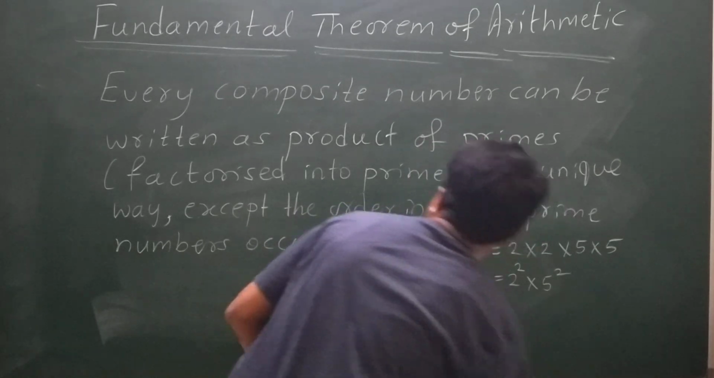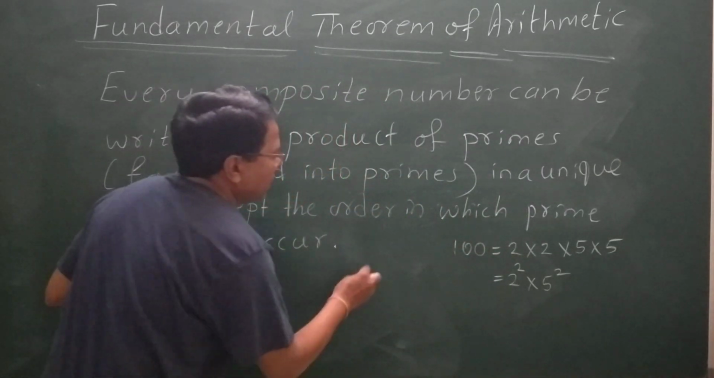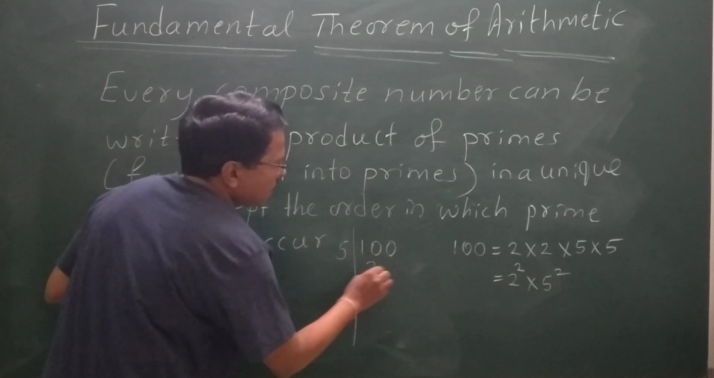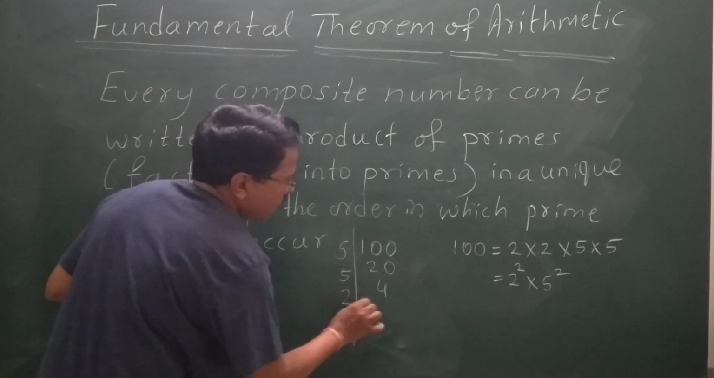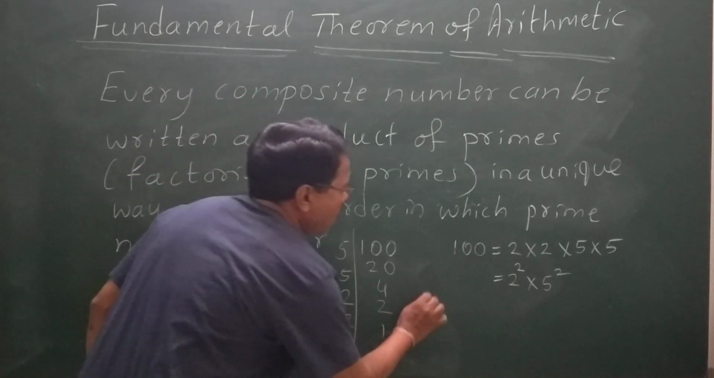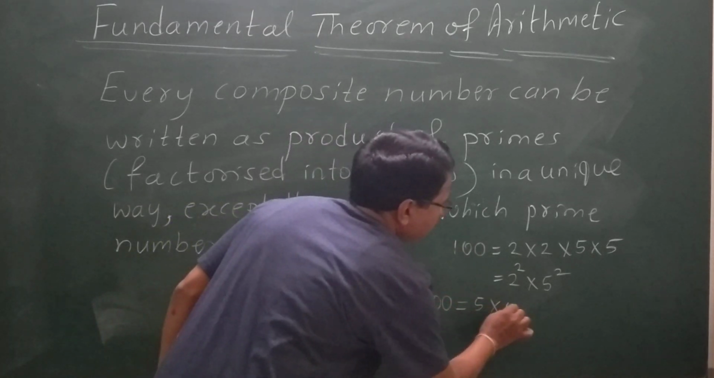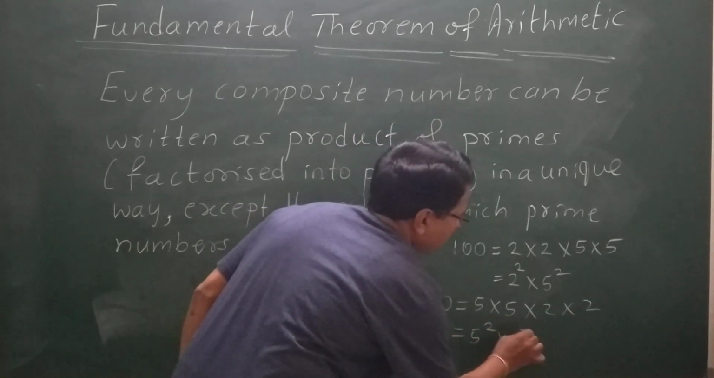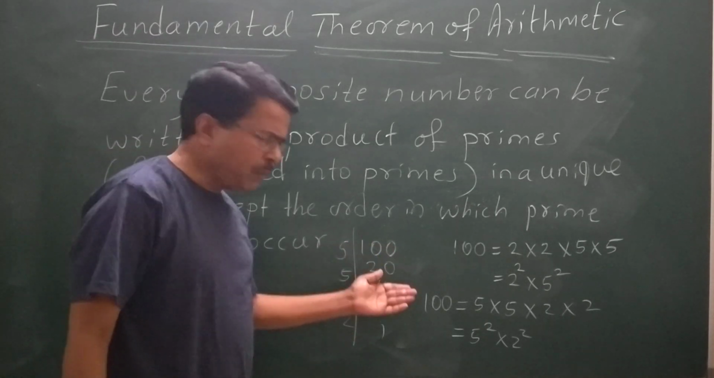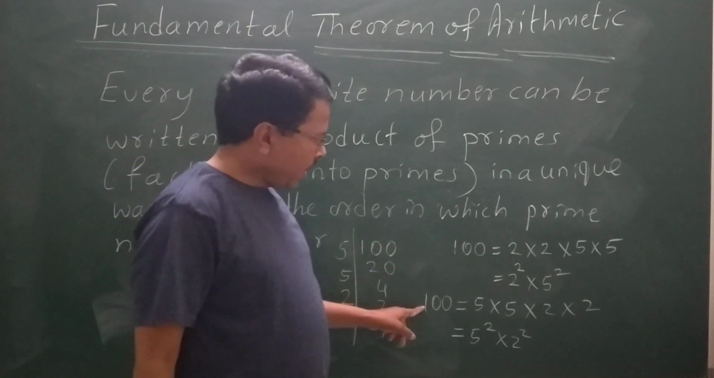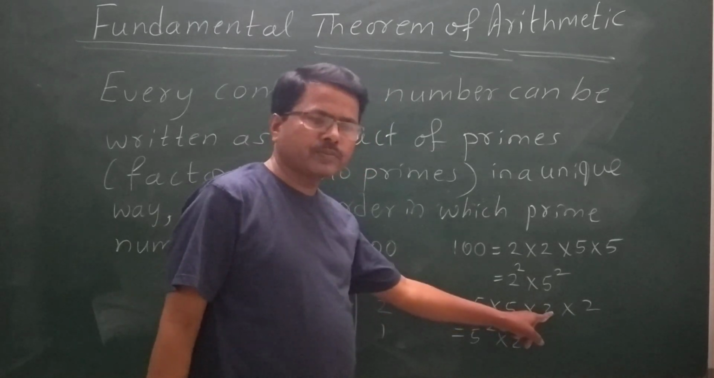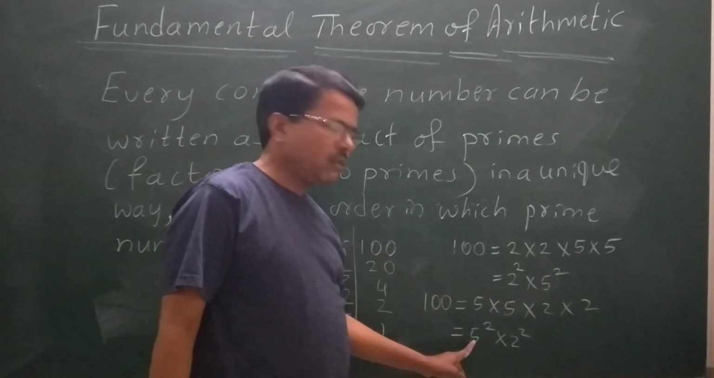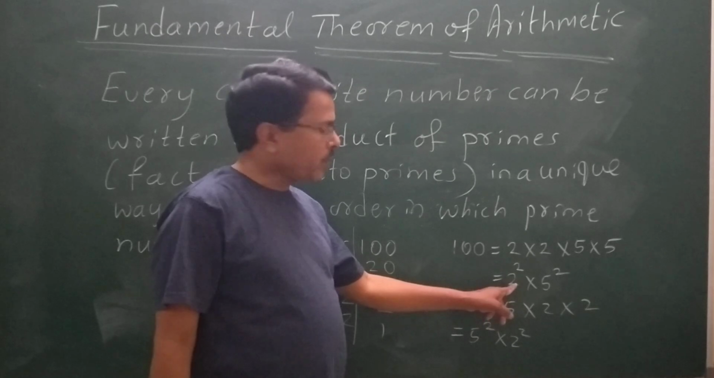What is the meaning of order? I will explain. See here. For example, if I take 100 and factorize, 5 twenties are 100, 5 fours are 20, 2 twos are 4, 2 ones are 2. Now 100 can be written as 5 into 5, 2 into 2. This is equal to 5 square into 2 square. Here also in the prime factorization of 100, we have got the prime numbers 5 and 2. Only here prime factor 5 is written first. Here prime factor 2 is written first.